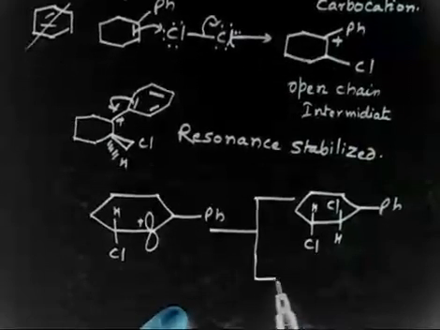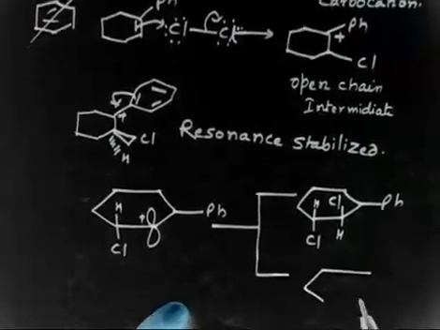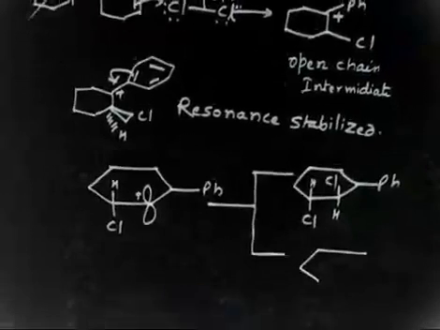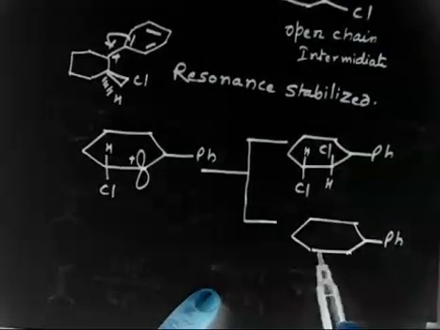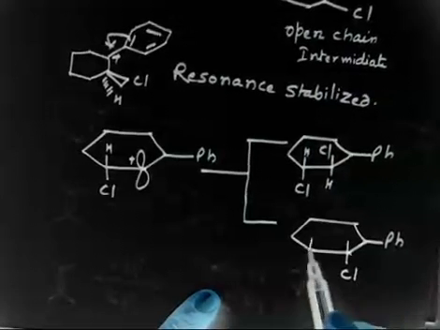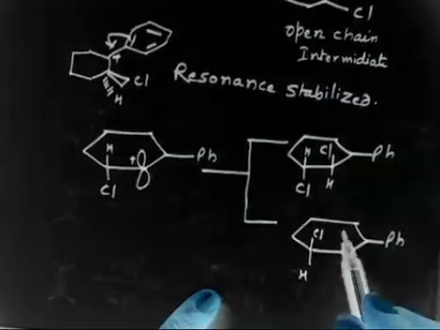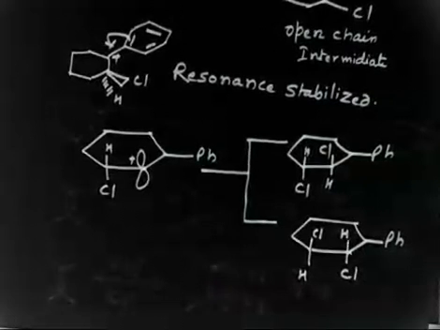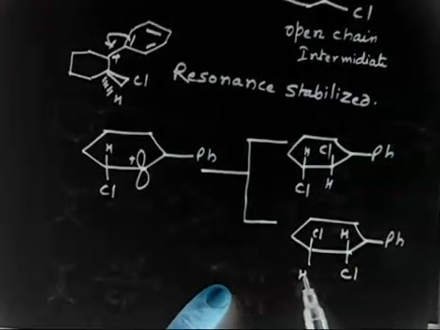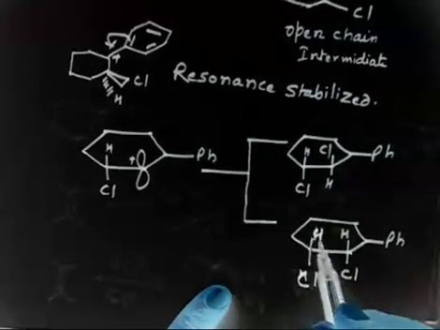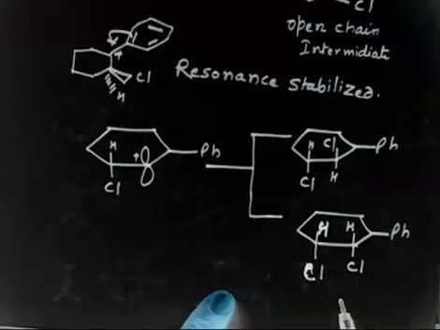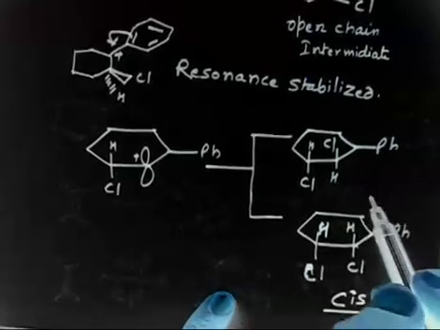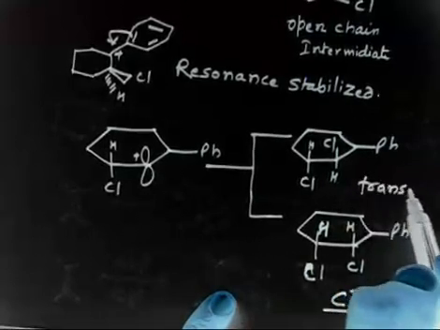Now if attack happens from the bottom side, you will have the cis product. Ph is here, Cl is here, and Cl is here. Oh my god, I have to put this Cl here. So this is hydrogen. If attack happens from the bottom side, you will get the cis product. So in this case you will get this cis and this is the trans. Are you getting or not? Let us copy this fast.